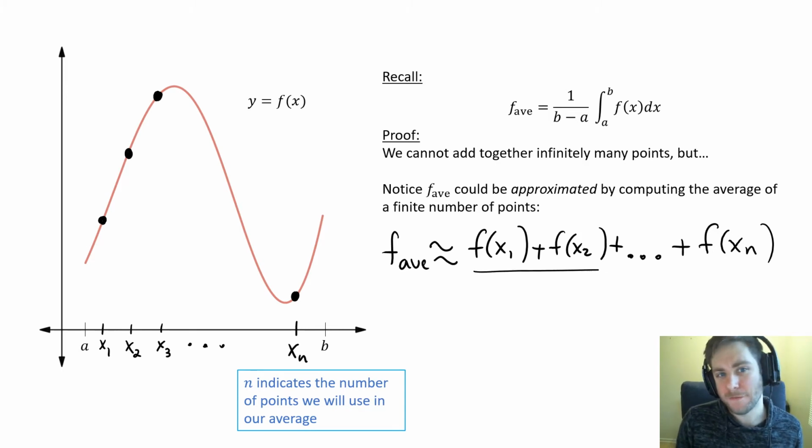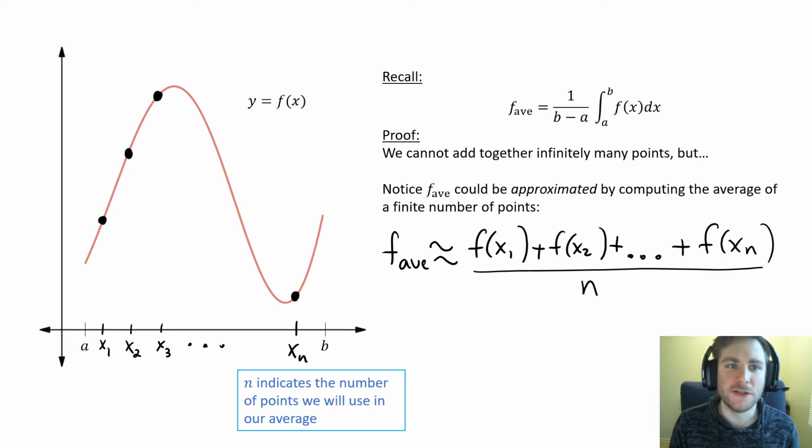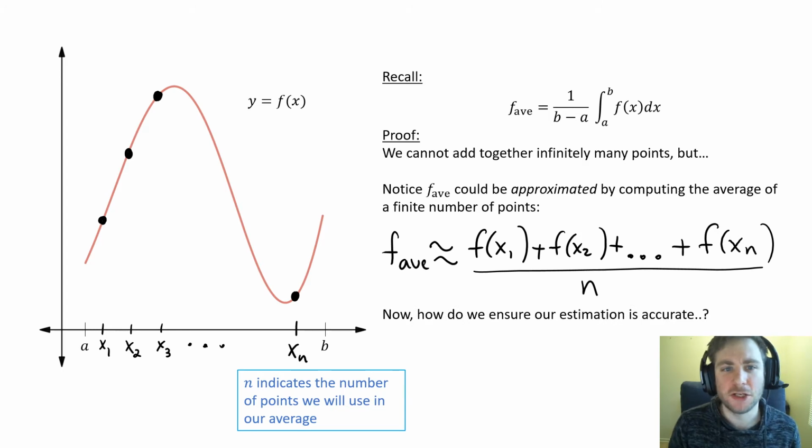When forming the average, we also need to divide by the total number of things which were added, which in this case is n. So this is a good start. We don't yet have a formula for what f_av is exactly equal to, but we do have a formula for what it's approximately equal to. Now, in order to go from approximation to true equality, we need to find ways to ensure that our estimation is as accurate as possible, ideally with the goal of making it exactly accurate.